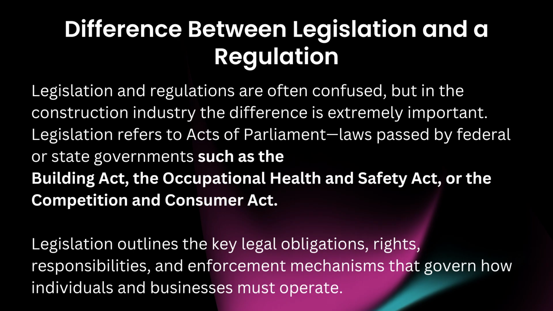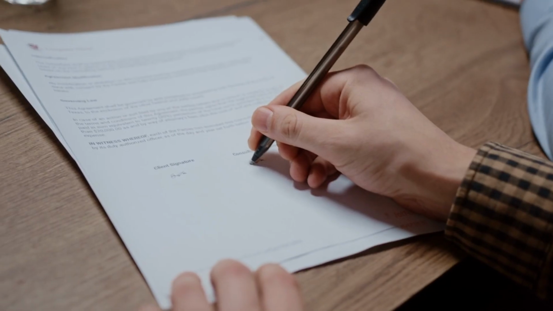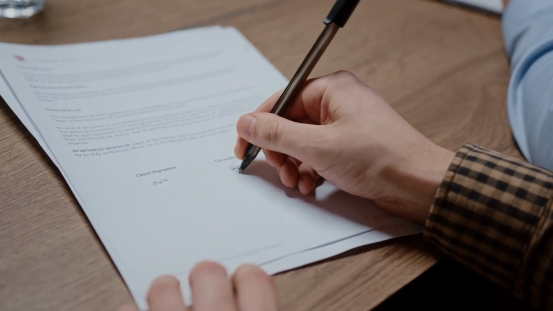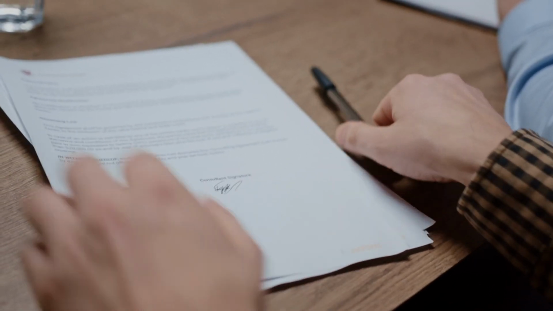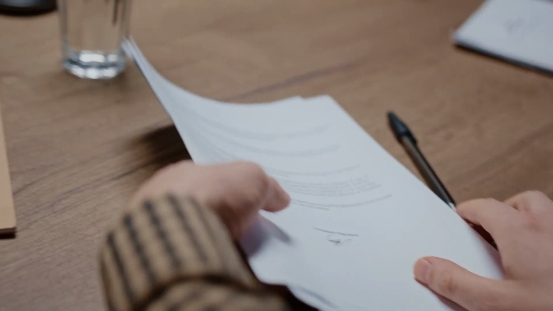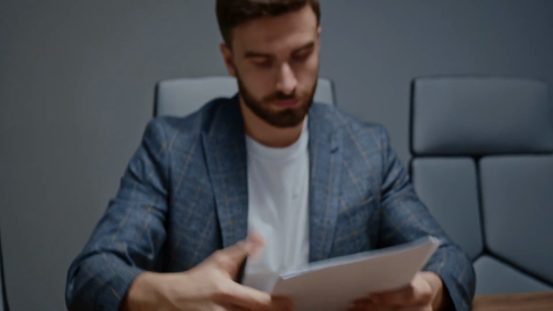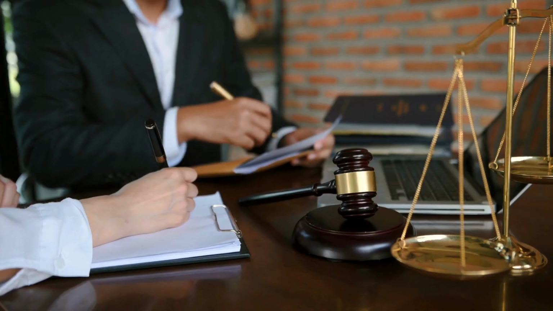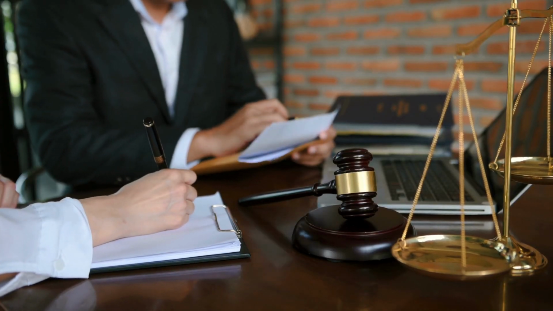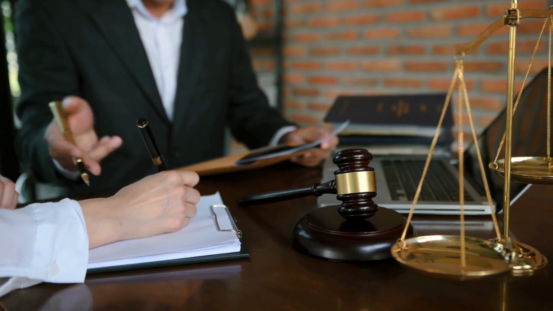Regulations, on the other hand, provide the practical details that support legislation. For example, while the Building Act establishes the requirement for building permits, the building regulations outline the precise details: what documentation is required, what inspections must occur, what compliance certificates must be produced, and how certain procedures must be carried out. Regulations contain the step-by-step requirements that ensure the broader legal obligations are followed correctly.